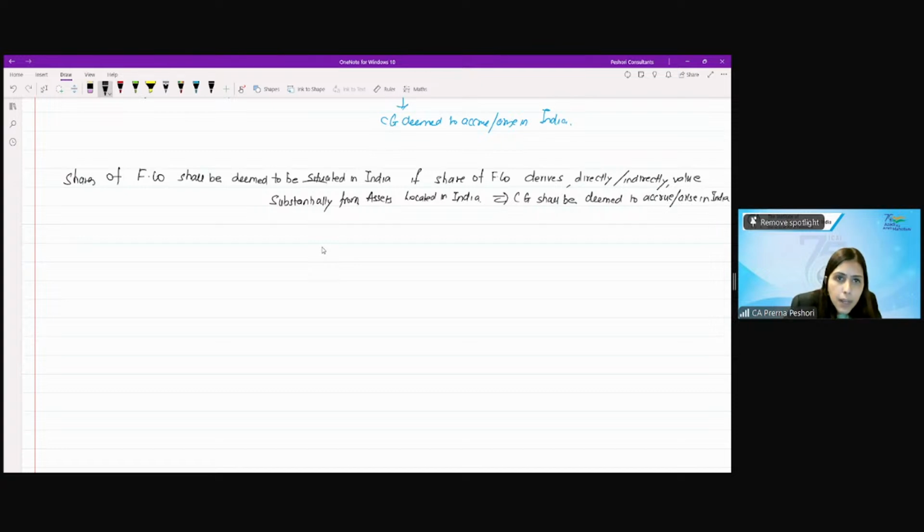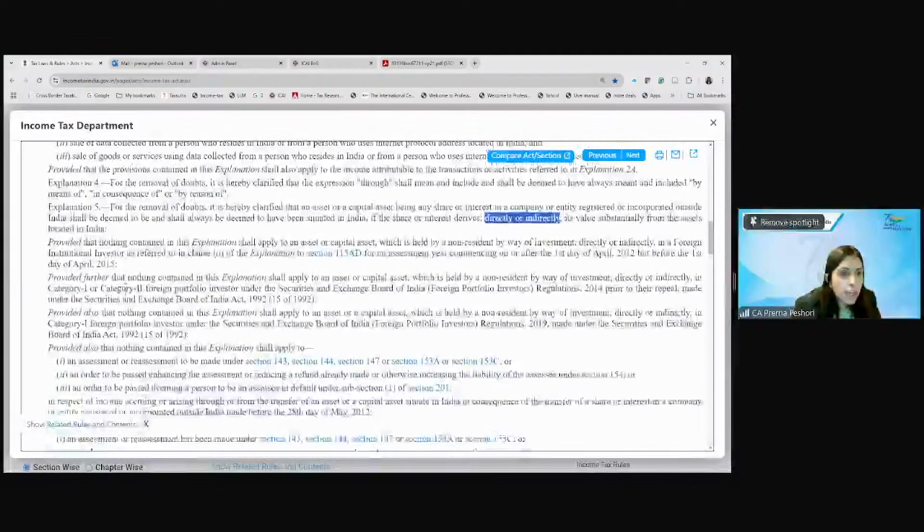Now, what do we mean by substantially from Indian assets? Whether it should be a wholly owned subsidiary only, then you will have this situation. By the way, this is called indirect transfer of assets, because indirectly you are transferring the Indian assets. But what is the meaning of substantial? They have provided this.